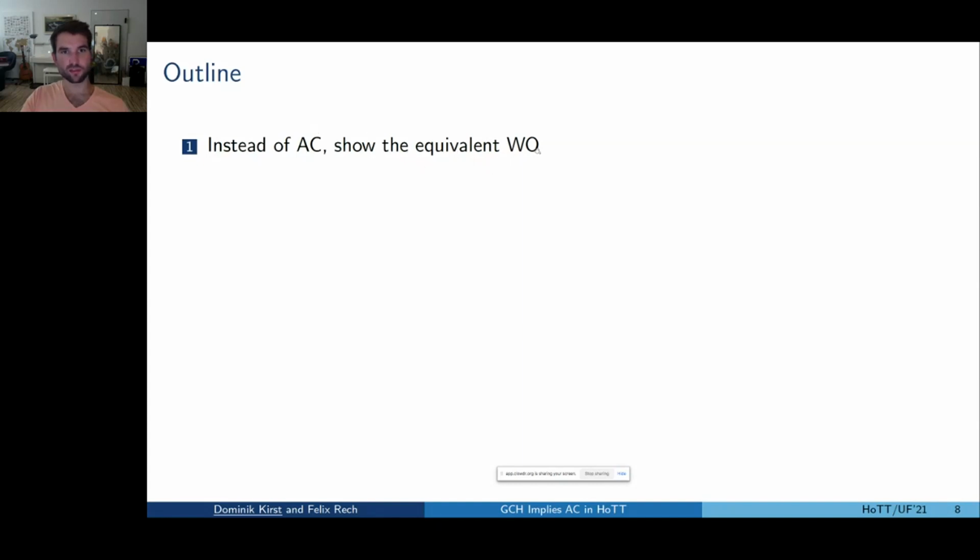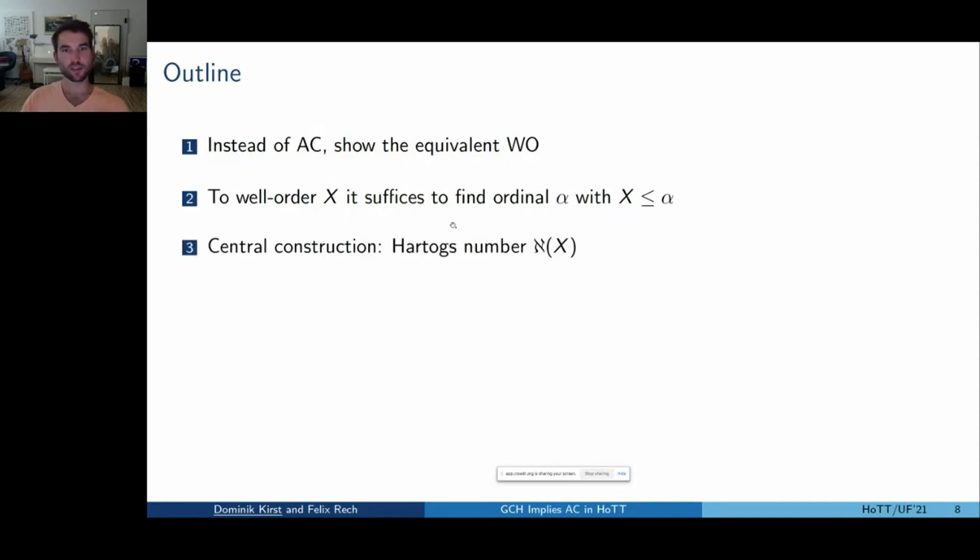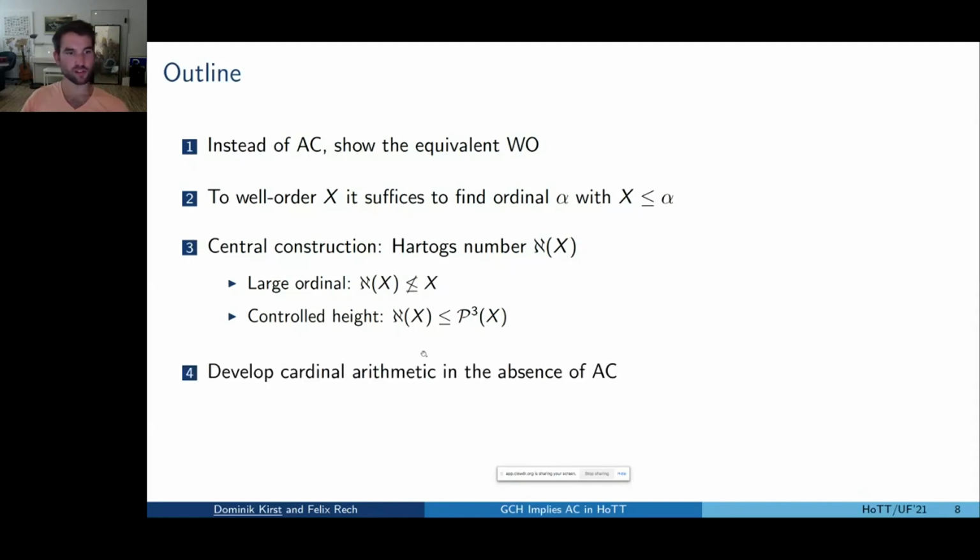Okay, so first the outline of the proof is that instead of showing the axiom of choice, we show the equivalent well-ordering theorem, which means we have to well-order every set, and to well-order a set, it suffices to embed it into an ordinal. And to have enough ordinals, we need to do one central construction, namely the construction of the Hartogs number of a set, which is a large ordinal in the sense that it cannot be embedded anymore into X. And it's large, but still not uncontrollably large, so it's possible to give a bound on it in terms of an iterated power set.